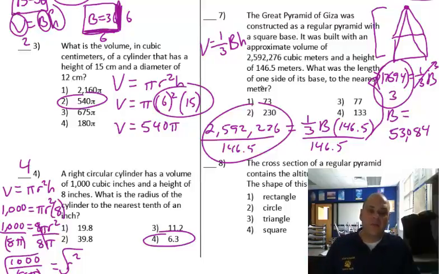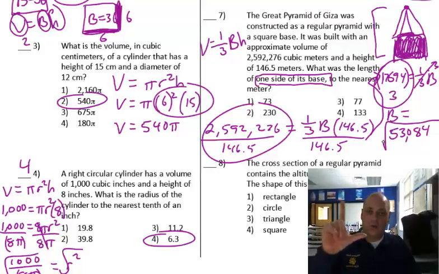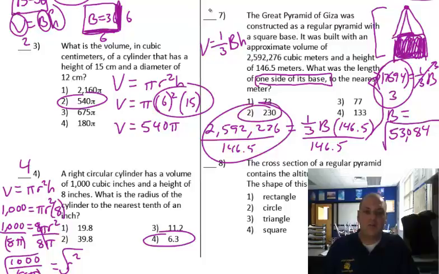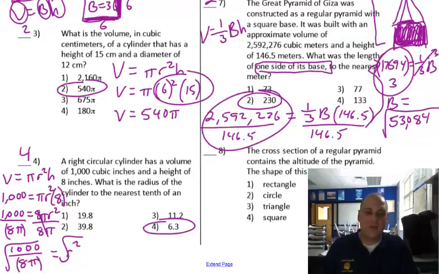Of course, it's not a choice because that's not what it's asking. It doesn't want the area of the base. It said what's one side of its base. So it's similar to the one down here where we had the square base. The base area is 53,000. So I need to take the square root of that because it's a square, so it's side times side. I take the square root whenever I have a square, and that comes out to be 230 approximately. So 230 is the answer for that one.